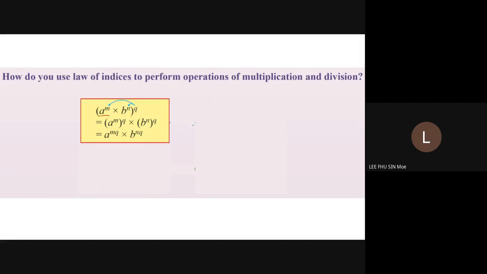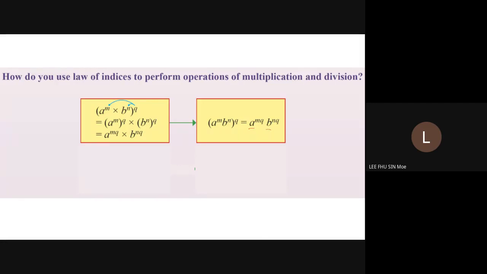This Q here is just a number. Later on I will put in a number, then you can see easily. So Q has to multiply with M, and Q also has to multiply with N. Remember, you have to multiply with both of the indices. It will come out something like this: A to the power of MQ, B to the power of NQ. Remember that A and B cannot be multiplied. These remain unchanged. You only multiply the index.